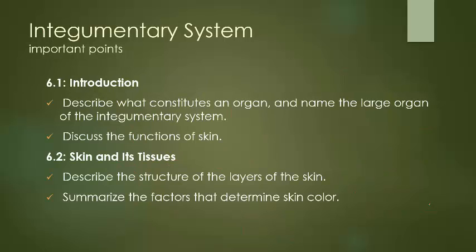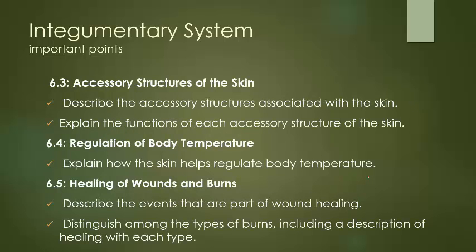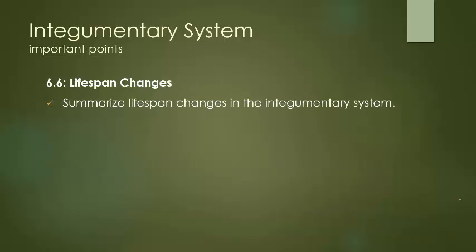So in chapter 6, here are some of the things that we've done. We talked about what it means to be an organ, and we've talked about the organ that makes up the integumentary system, the skin, and we've talked about functions of the skin. We've described the structures of the layers of the skin, both the epidermal layer, the dermal layer, and the subcutaneous layer. We've talked about what it is that causes skin to have the color that it has. We looked at the accessory structures of the skin and talked about their functions. We've explained how the skin is involved in the regulation of body temperature, talked about wounds and burns and how they heal, and then we distinguished amongst the burns and helped to describe how each of them heals.